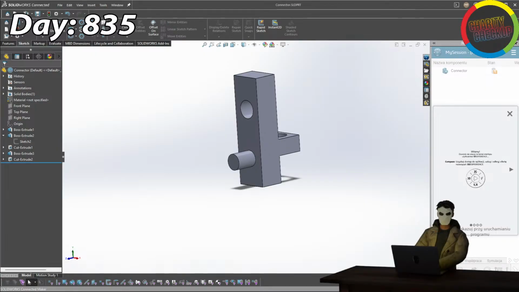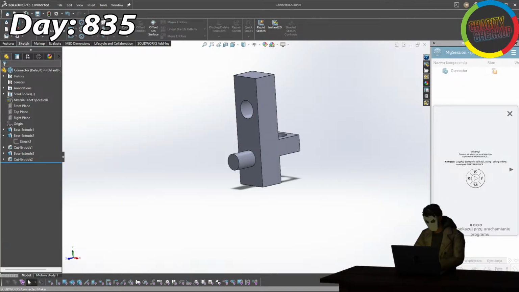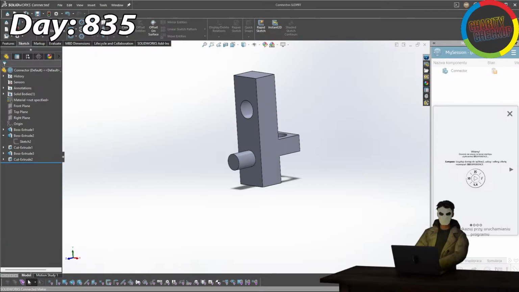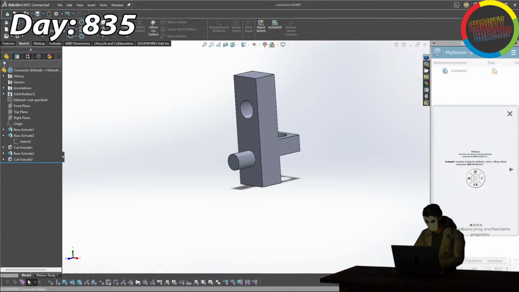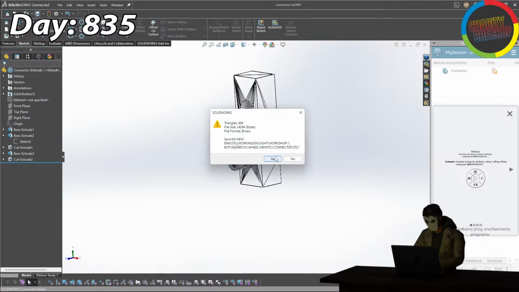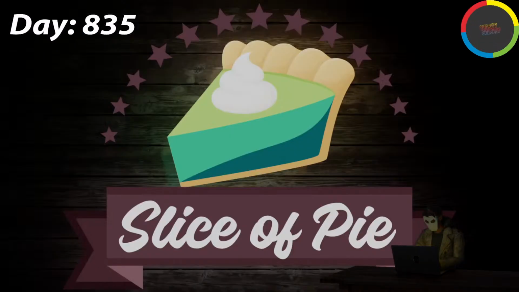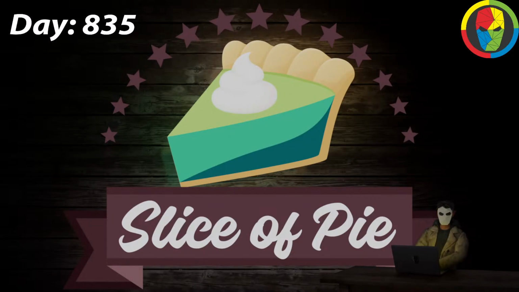No, it's the wrong one. Was this one? No, it was... Damn it, where did I save them? Where did I save the connector? There we go. That's where I saved it. Yup. Okay. That was just a quick print I'll need to do.